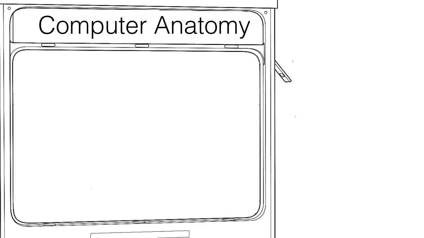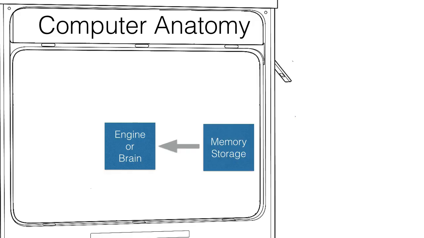Let's take a look at the anatomy of a computer. Okay, so we have this external case. We know it's a computer, right? We know it has some sort of engine or brain. What else does it need? Think about it a minute. What else does it need? It needs memory storage, right? We said it needs a way to retain information. So it needs memory storage.